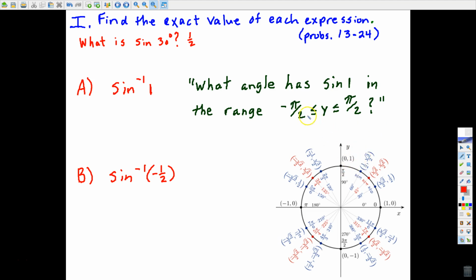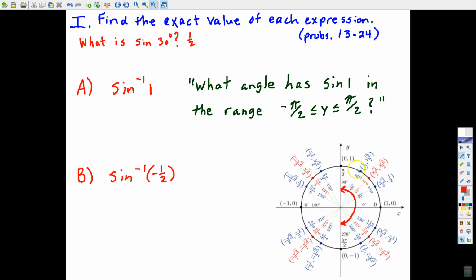So let me make this connection the way it's presented here in the range and the way you're looking at the unit circle when it comes to sine. For sine, you're going to get your answer from the right half of the unit circle.